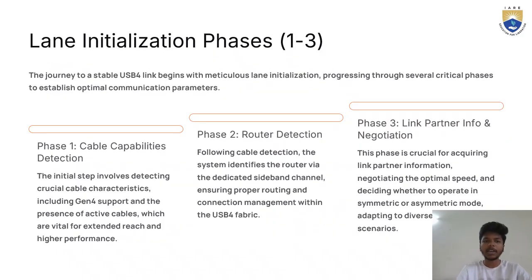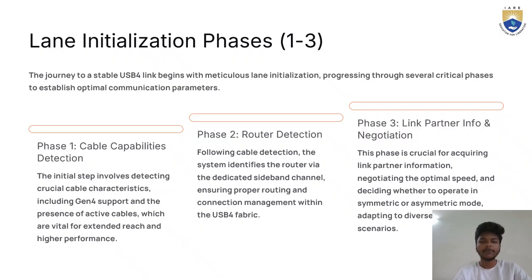Moving on to the next slide, we have lane initialization phases. The journey to a stable USB4 link begins with meticulous lane initialization, progressing through several critical phases to establish optimal communication parameters. Phase 1 describes cable capabilities detection, in which the initial step involves detecting crucial cable characteristics including Gen 4 support and the presence of active cables, which are vital for extended reach and higher performance.